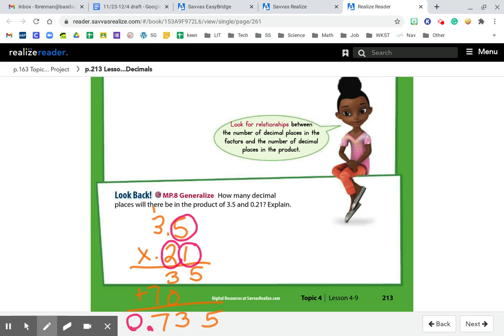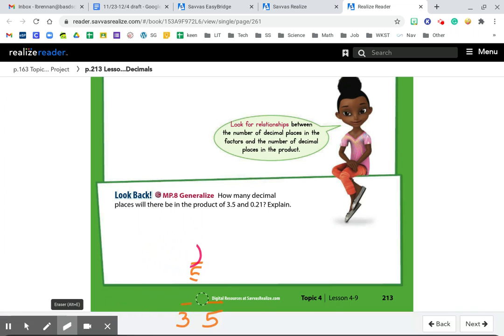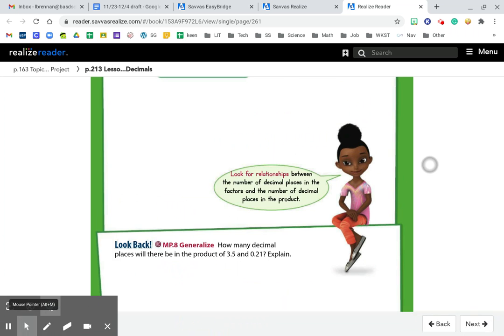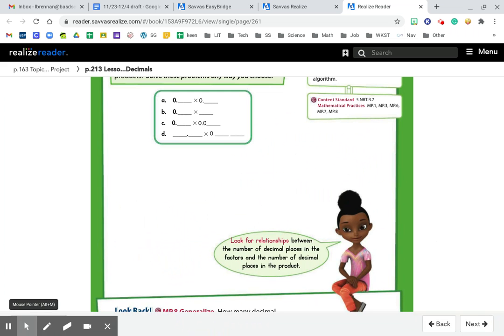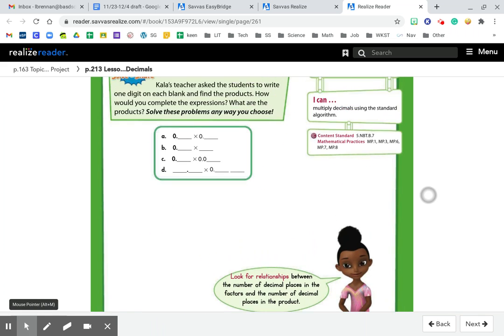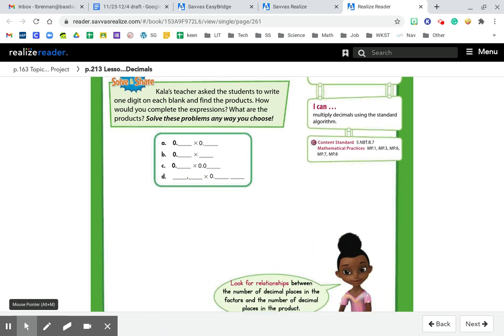So keeping that in mind, as we move back up to the top on this very strange activity here, what we're going to do is look for relationships between the number of decimal places in the factors and the number of decimal places in the product. Kayla's teacher asked the students to write one digit on each blank and find the products. How would you complete the expressions? What are the products? Solve these problems any way you choose.